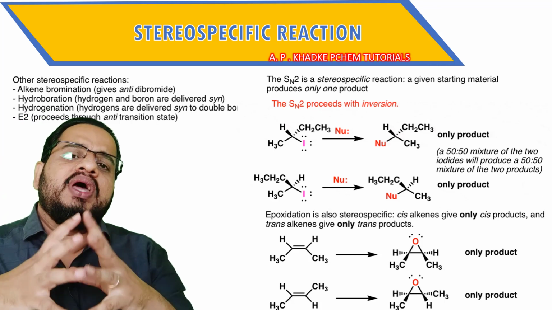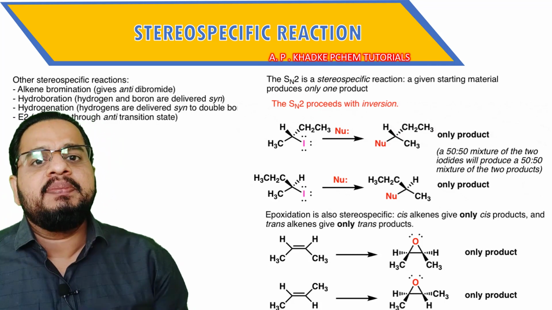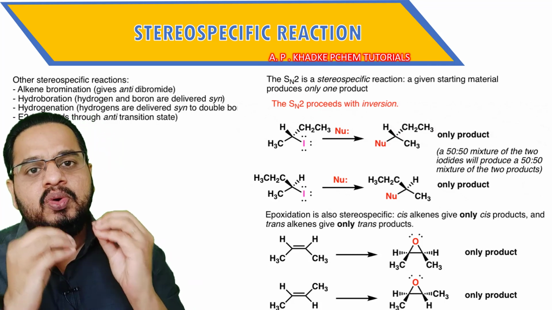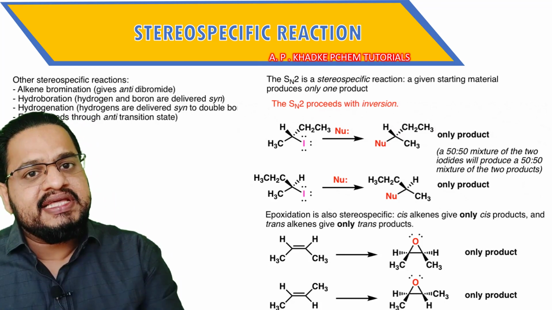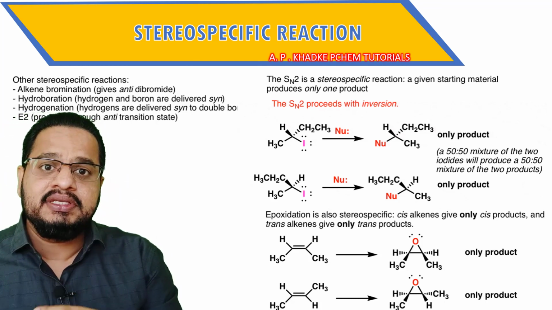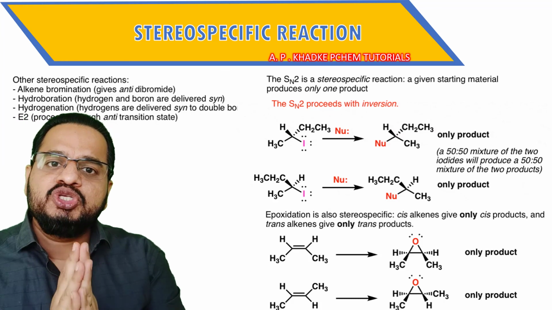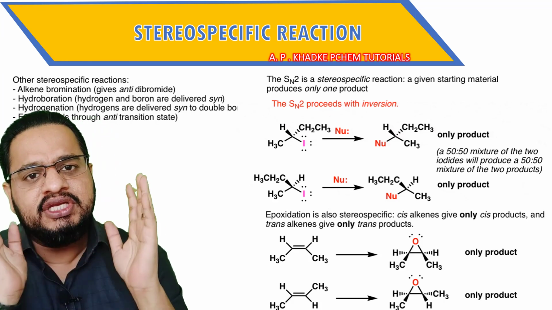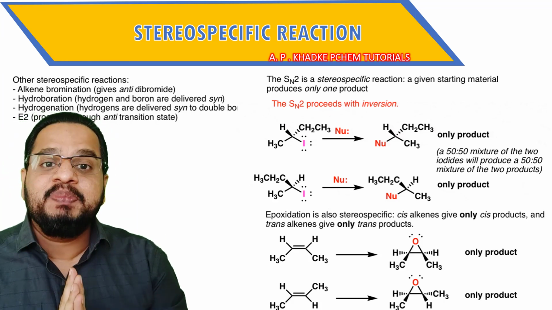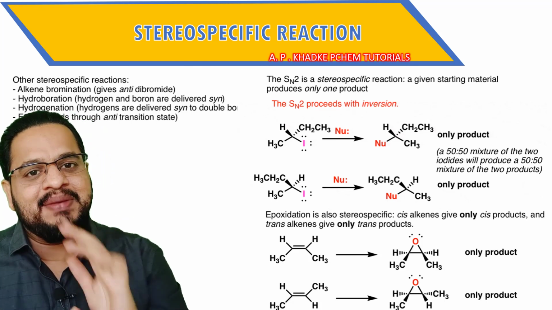So I have given you n number of examples. At least you should be in a position to tell what is stereoselective, what is stereospecific, and what are the examples of stereoselective reactions, at least 4, and what are the reactions for stereospecific reactions, at least 3 to 4 reactions. That is what is expected from your side in the examination.